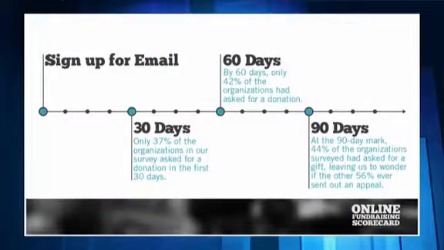So after the first 30 days, only 37% of organizations actually asked us to give a gift. After 60 days, it only went up by 5% to 42%. And after 90 days of waiting around, we only had 44% of organizations ask us to give a gift. So we see over half are not asking within a month.